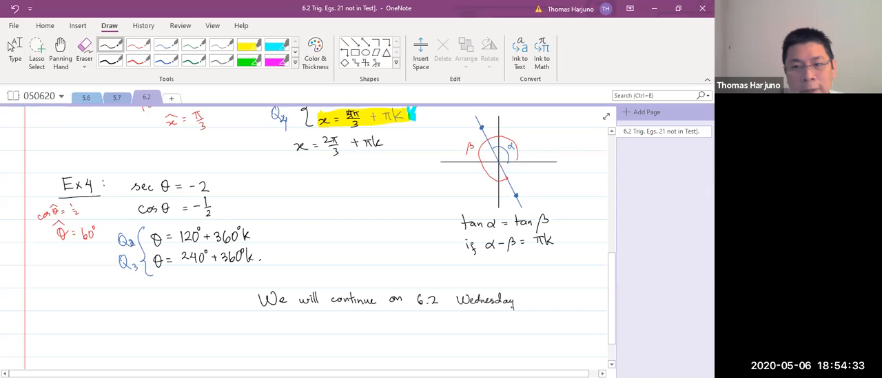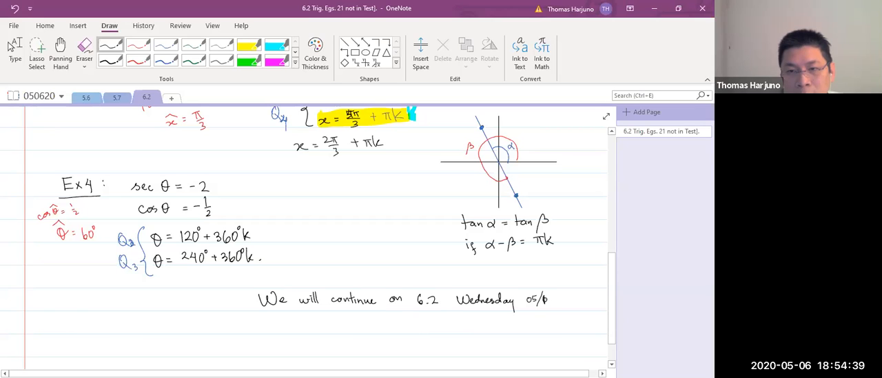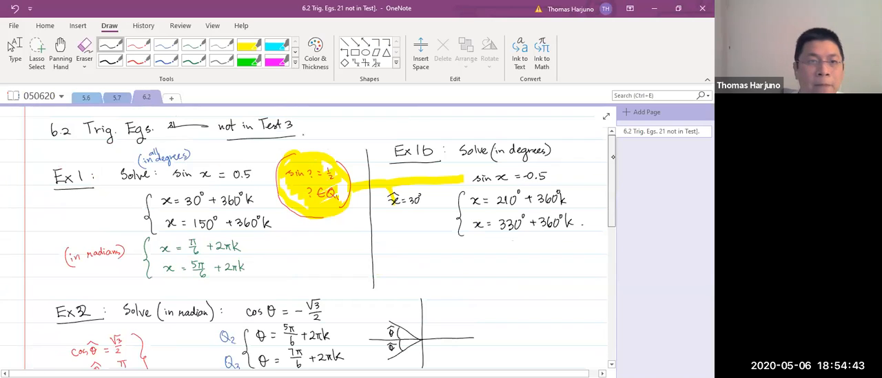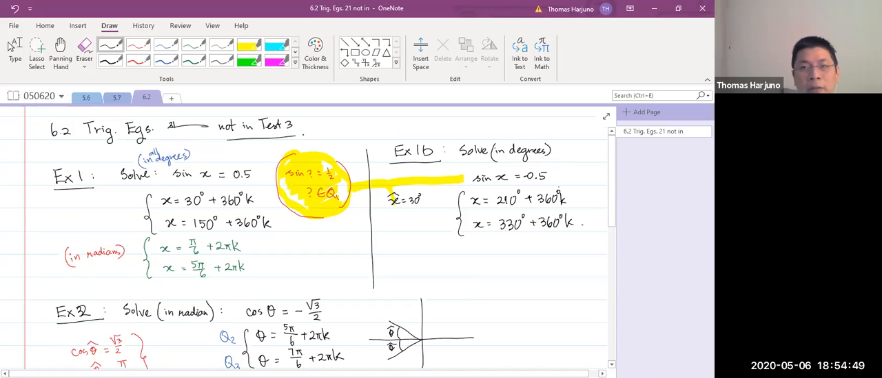Professor, do you mind going to the first example again, please? The first example of this section? Yes. Okay, thank you. Yeah, that was sine, not cosine. But the idea is very similar, right?